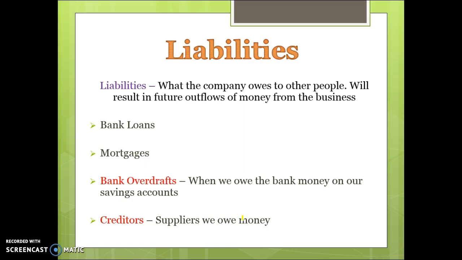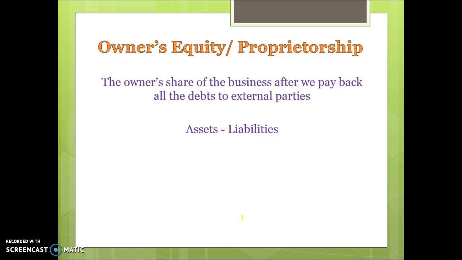It can also include what we call a bank overdraft. So when our bank account has a negative balance in it, when it's positive, it's an asset. When our bank account has a negative balance, it's called a bank overdraft and it will be referred to as a liability. So we've got our assets, the things that we own at a point in time, our liabilities, what we owe to other people, and then we have what we call the owner's stake in the business. So it's basically the owner's share of the business after we pay back all our debts or our liabilities.